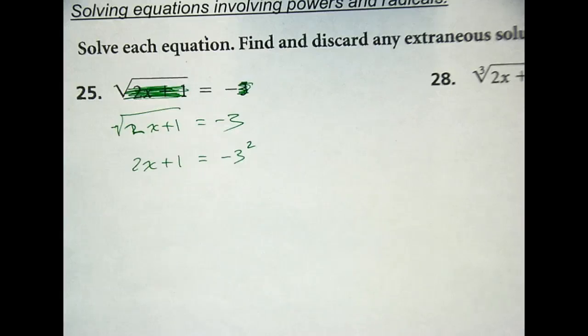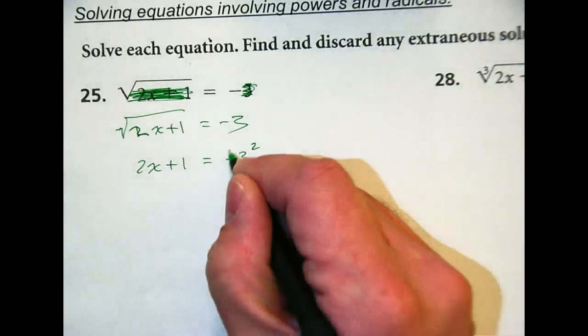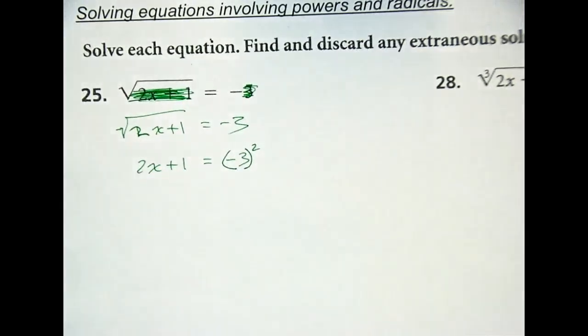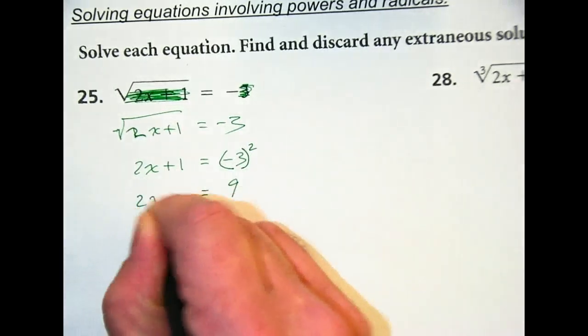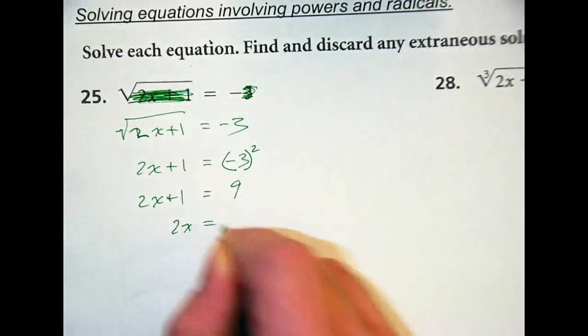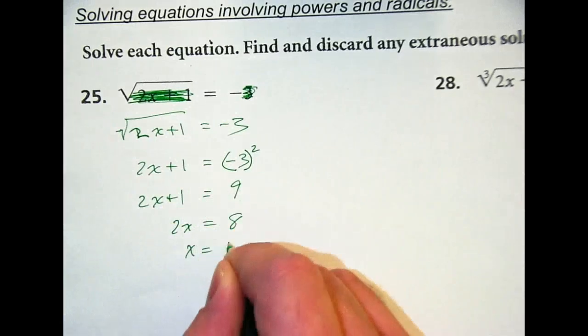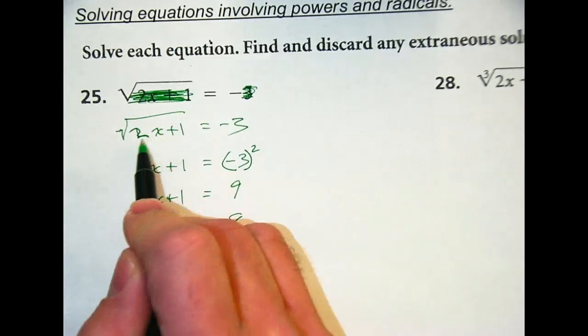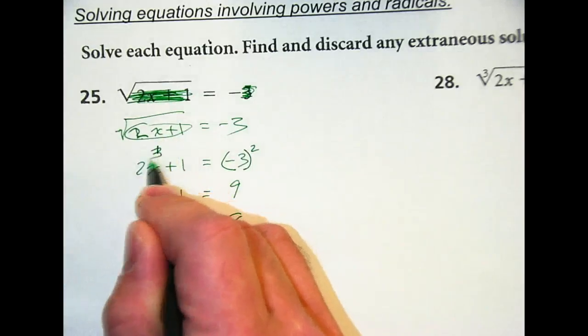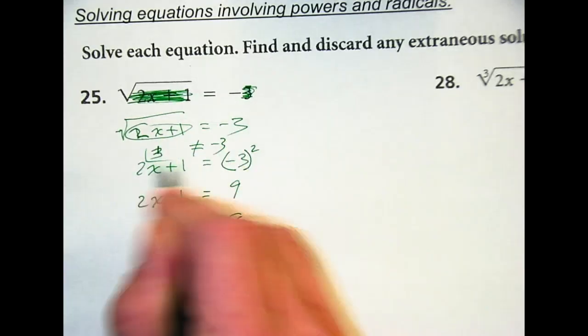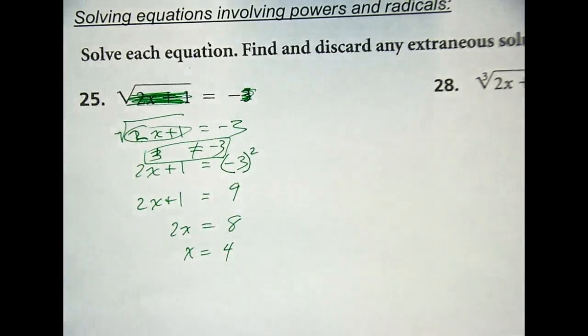Well, I'm glad you're thinking, because obviously it's not negative 9. It's not that your calculator's broken. It's that you didn't put parentheses. So your calculator's reading it as 3 times 3 times negative 1, rather than negative 3 times negative 3. Hopefully you're not putting that into your calculator. 2x plus 1, 2x equals 8, x equals 4. We put 4 in. 8 plus 1 is 9. Root 9 is 3. 3 does not equal negative 3. It's no solution. This is not possible.